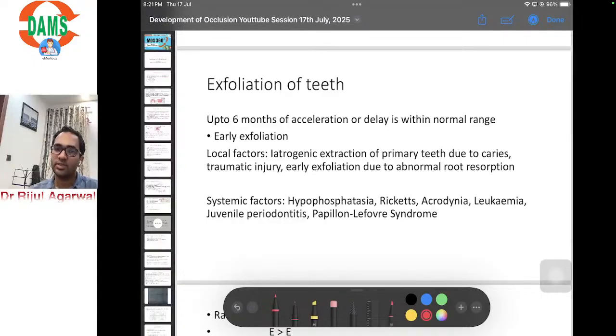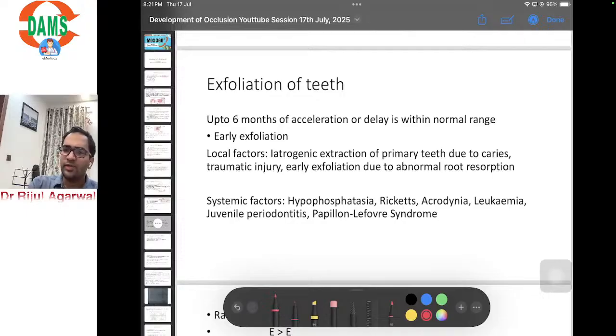With more than 6 months of early exfoliation, there are certain factors which are responsible. They can be local and systemic factors. Systemic factors are generally syndromic factors or any underlying systemic disease. So what are the local factors? Either it can be iatrogenic extraction of primary teeth done by the dentist due to caries, or due to traumatic injury, or early exfoliation due to abnormal root resorption. So we need to look at these factors through radiographs and all that.